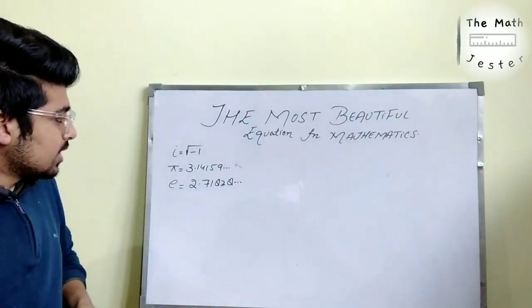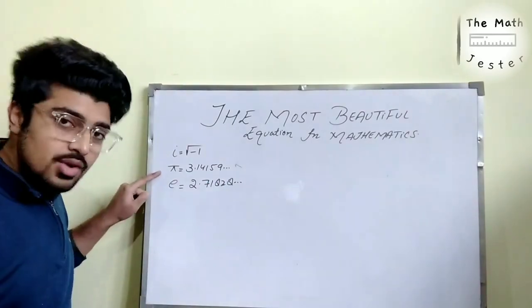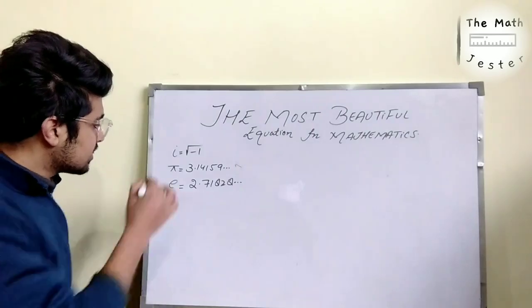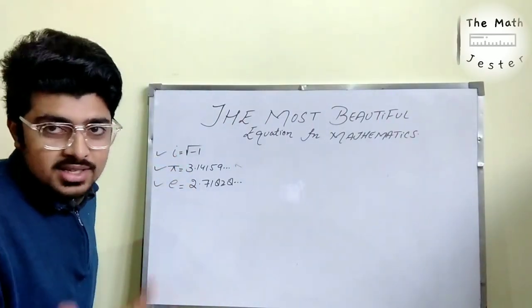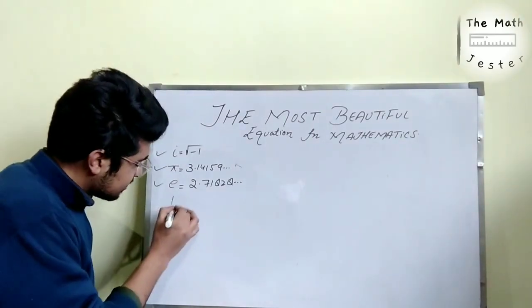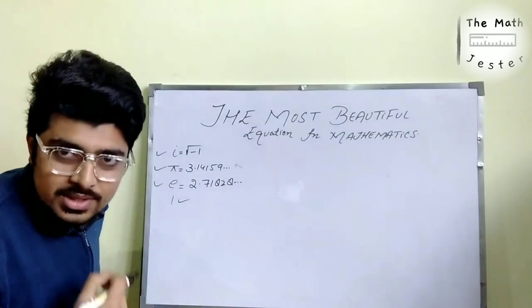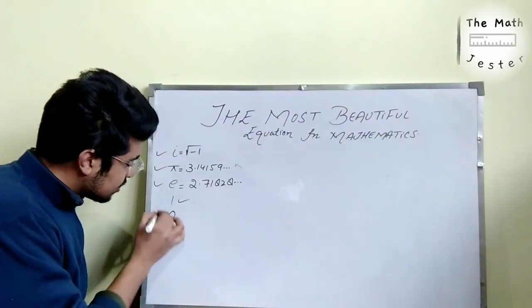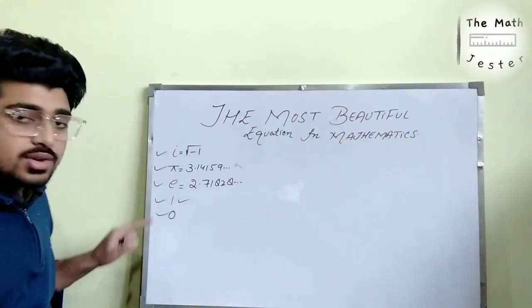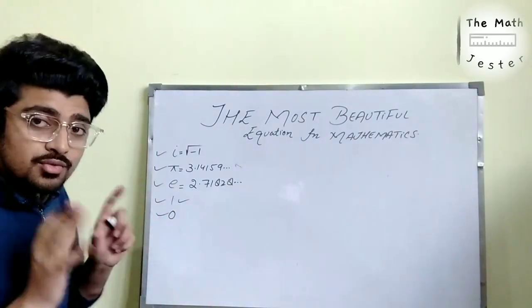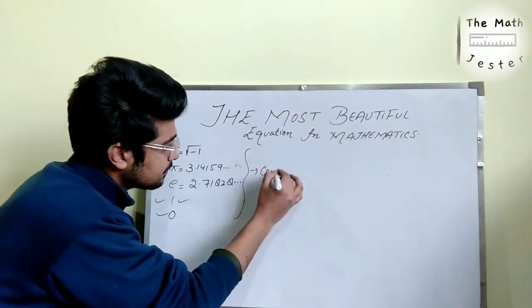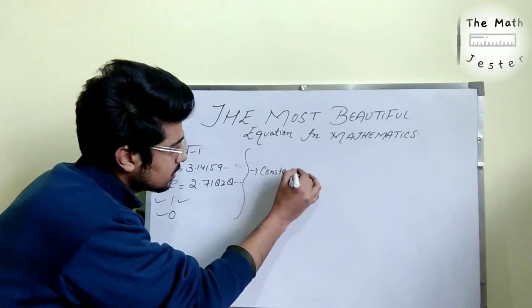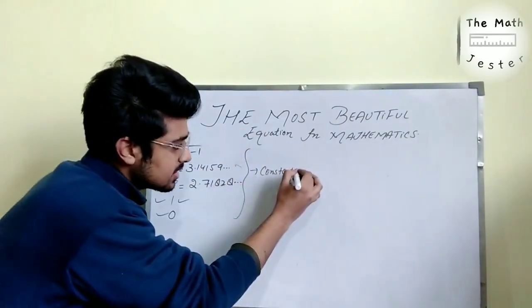So this is one constant, this is another constant, and this is the third constant. This is iota, this is pi, and this is e. Now you know that 1 is a constant, so let me gather this 1 here, and also you know 0 is a constant, so let me collect this 0 here. So these are now a total of 5 constants.